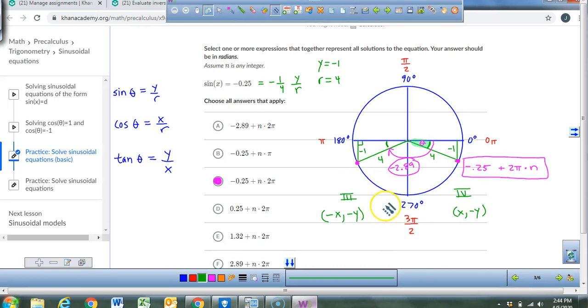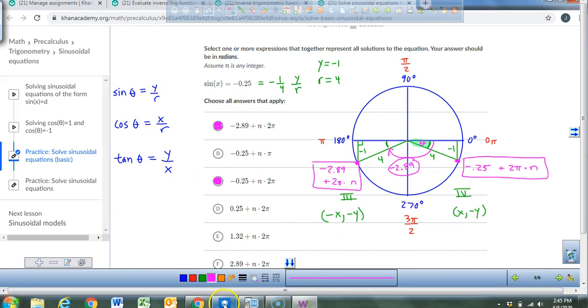So what does that mean? If I'm at negative 2.89 radians, how can I get there every single time? Well, I can also add 2 pi times any integer. So I can either use this one or this one right here every single time, and that will get me to this spot, or it will get me to this spot.